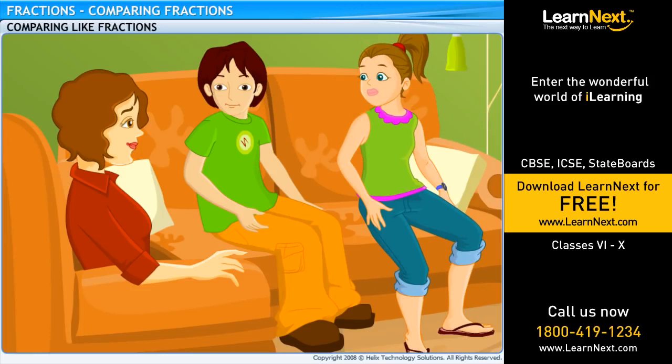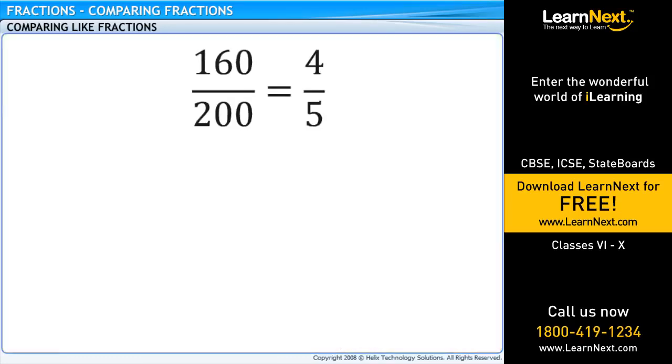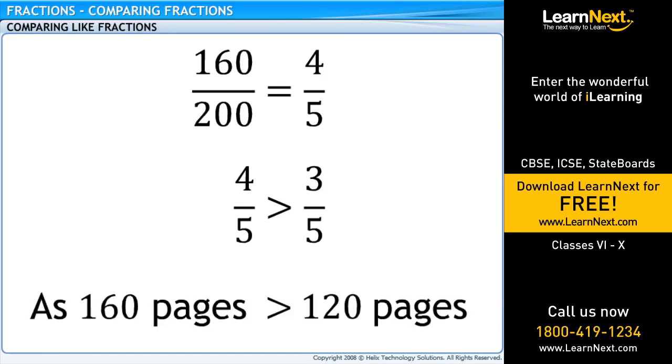Yes, you have, Jenny. However, how would you compare the figures if you were to do it using fractions? Jim said he's read 3/5 of the book. Let me show you. 160 divided by 200 is equal to 4/5. So, Jenny, you have read 4/5 of the book. So, 4/5 is greater than 3/5 because 4/5 of the book is 160 pages and 3/5 of the book is 120 pages.